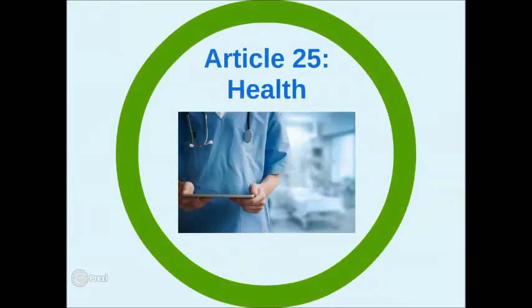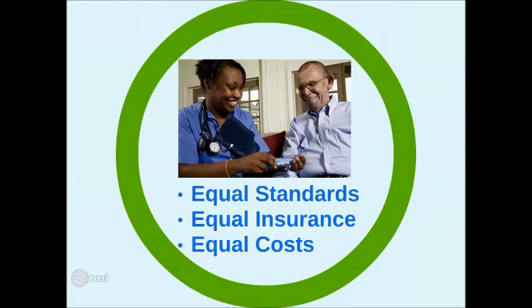Article 25, Health. Article 25 says that you have the right to equal standards of health care without discrimination. You also have the right to equal health insurance, life insurance, and access to mental health services. You have the right to talk with your doctor, have your questions and health concerns listened to, and most importantly, you have the right to make your own decisions about your own health.